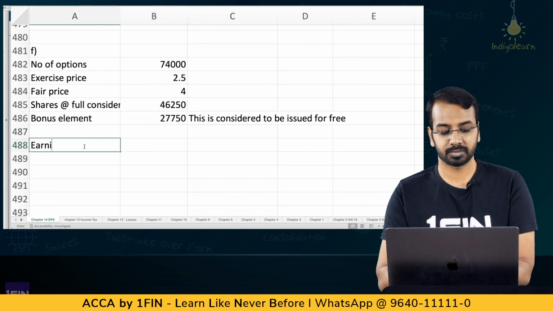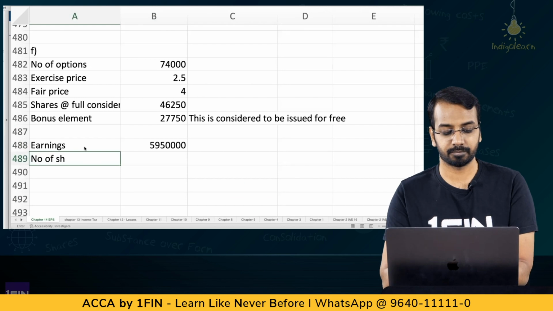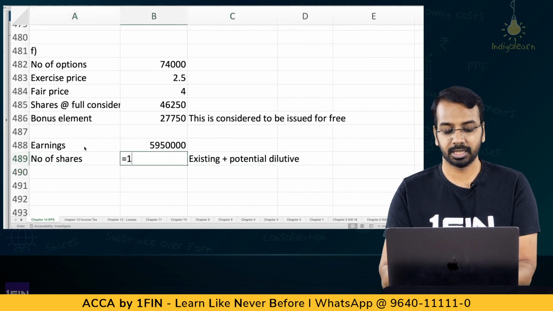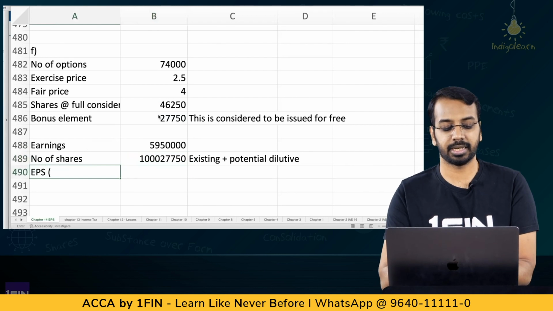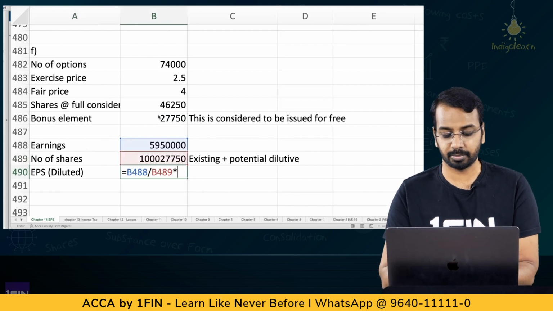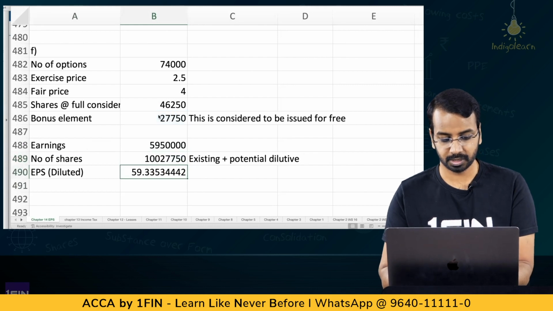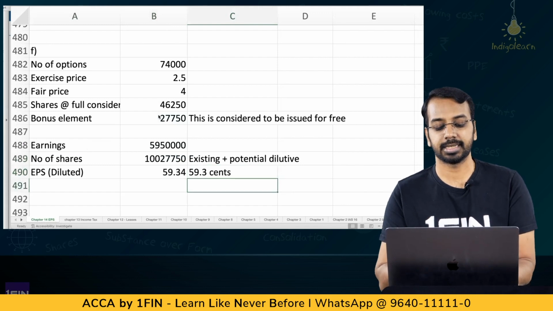So earnings 595,000. Number of shares: existing plus potential dilutive, which is 10 million plus 27,750. EPS diluted would be this divided by this multiplied by 100. Sorry, I think I added 10 extra. It is 59.33, or 59.3 cents.